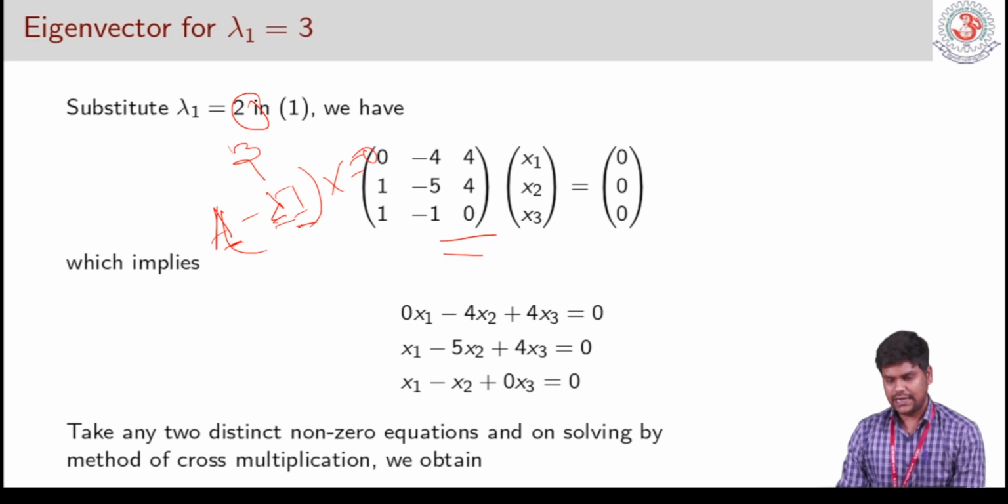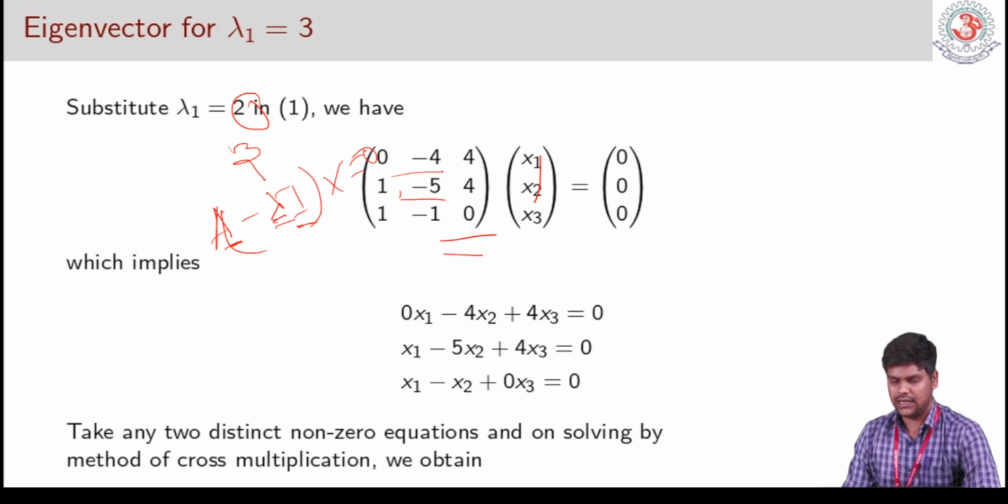After that, take the product of the first row and the column vector, and we get 0x1 minus 4x2 plus 4x3 equal to 0. Take the second row and multiply with the column vector, we get x1 minus 5x2 plus 4x3 equal to 0. And take the third row, x1 minus x2 plus 0 into x3 equal to 0. To find the solution of these three equations, we are going to use the same method of cross multiplication.